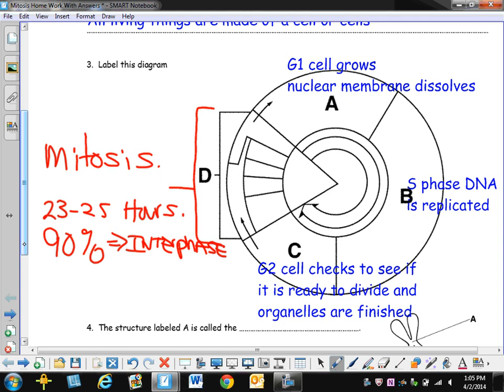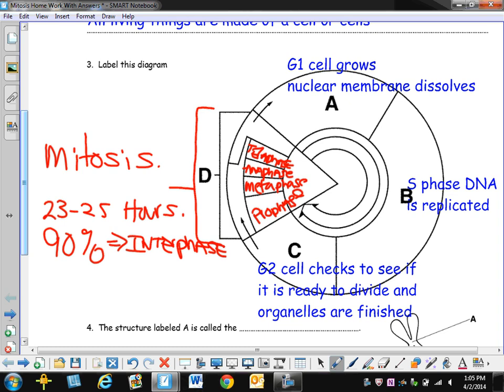Okay, so we can label these. What's the first part of mitosis? Prophase. Excellent. So we got prophase, metaphase, anaphase, telophase. We're going to go over these if you have any trouble spelling them. Okay, and what's the last one?